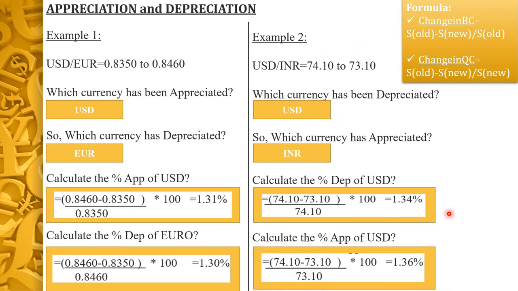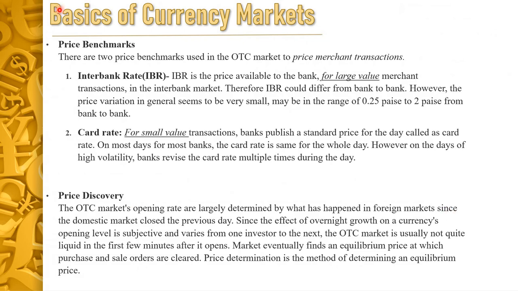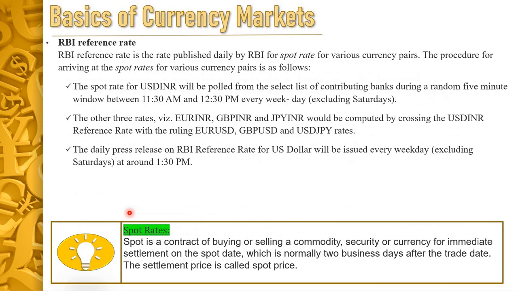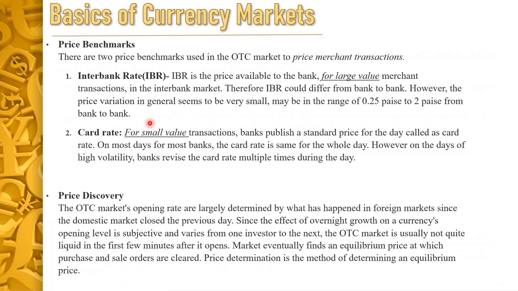Now coming to the next slide, we have price benchmark, price discovery, and RBI reference rate under the basis of currency market topic. Okay, so starting with price benchmark. There are two price benchmarks, IBR, which is interbank rate, and card rate. IBR is generally for large value merchant transactions in the interbank market, while card rate is for small value transactions.